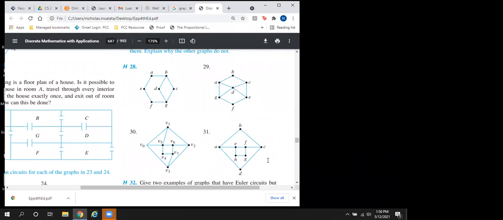Got to use arrow keys instead of the mouse. That'll save me from making that mistake.